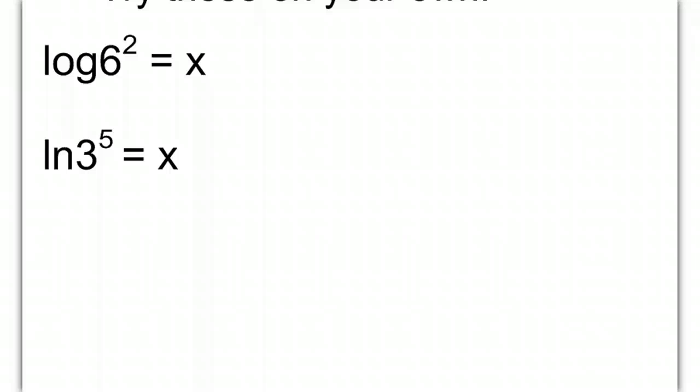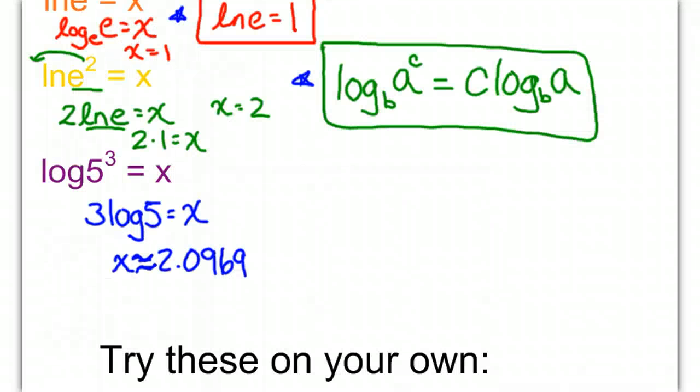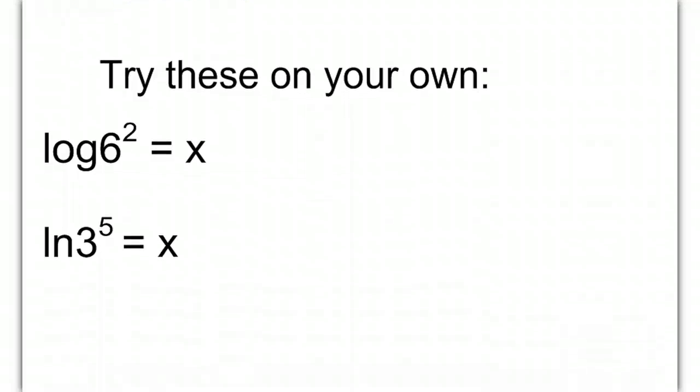So here are a few to try on your own. So I'd like you to try these last ones. So log 6 squared equals x, and natural log 3 to the 5th equals x. So I'd like you to rewrite it using the properties and then solve with a calculator.